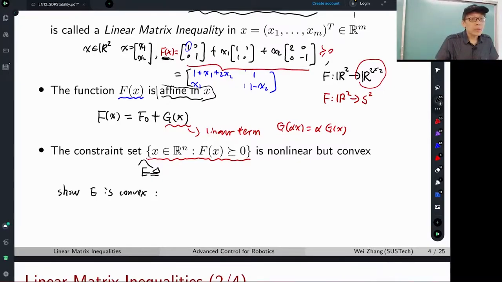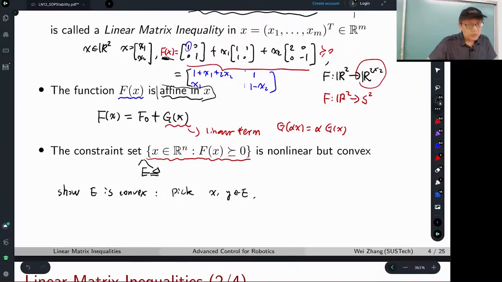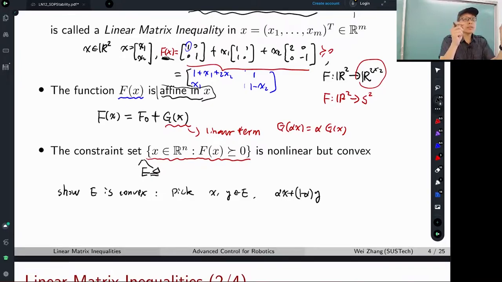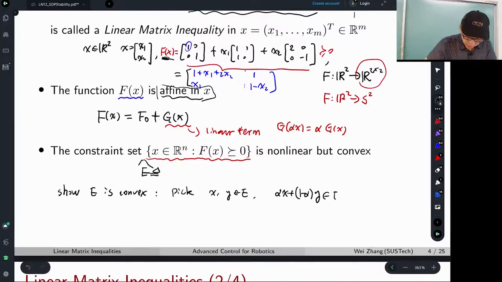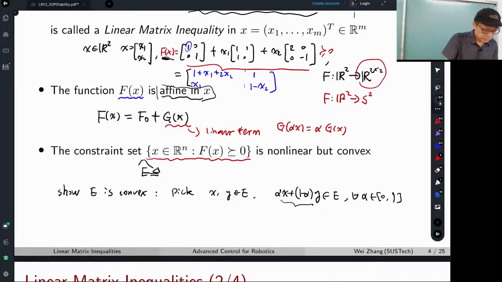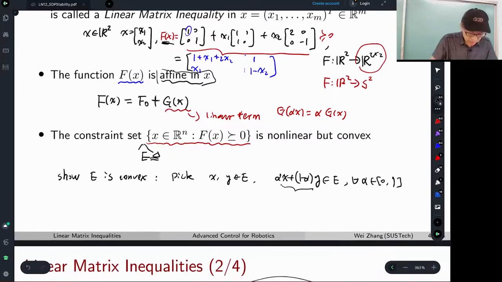By definition, that means if we pick arbitrary X and Y in E, then alpha X plus 1 minus alpha Y, the line segment connecting these two points, has to belong to E for all alpha from 0 to 1. This is called the convex combination of these two points. We need to show that. We're not sure about it yet.